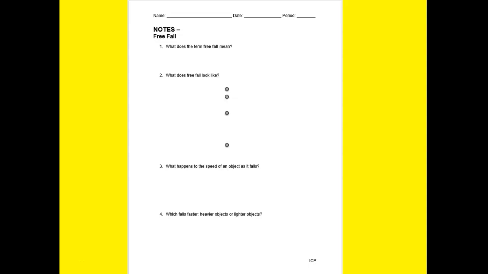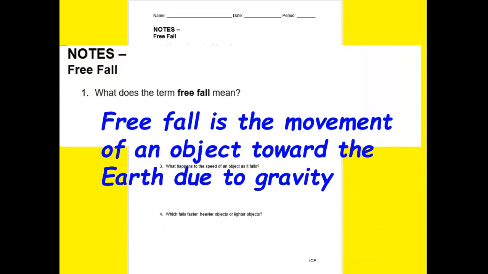So, what does free fall mean? Okay, well, free fall is the movement of an object that is falling towards Earth due to gravity. So, whenever we have a word problem for this unit and you read the word fall or drop, that means it's free fall.